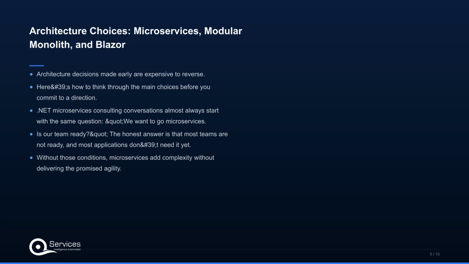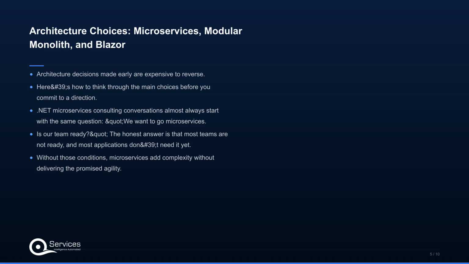Next up, moving on to architecture choices, microservices, modular monolith, and blazor. Architecture decisions made early are expensive to reverse. Here's how to think through the main choices before you commit to a direction. .NET microservices consulting conversations almost always start with the same question: we want to go microservices. Is our team ready? The honest answer is that most teams are not ready, and most applications don't need it yet.